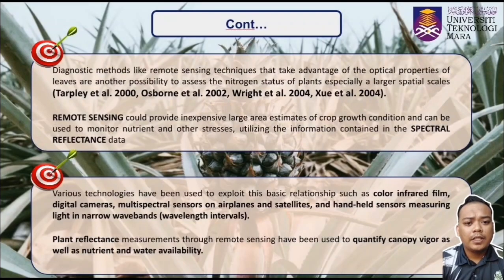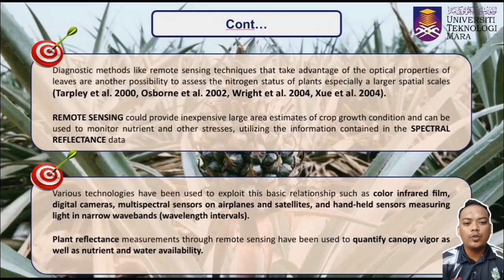Diagnostic methods like remote sensing techniques that take advantage of the optical properties of the leaf are another possibility to assess the nutrient status of plants, especially at larger spatial scales. Remote sensing could also provide inexpensive large area estimates of crop growth condition and can be used to monitor nutrition and other stresses, utilizing the information contained in the spectral reflectance data.